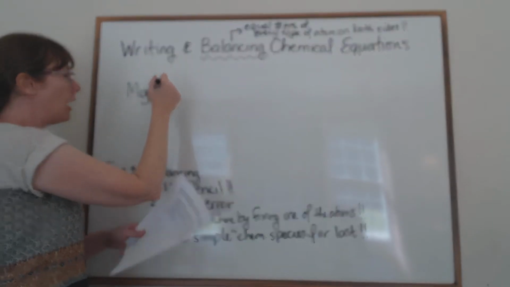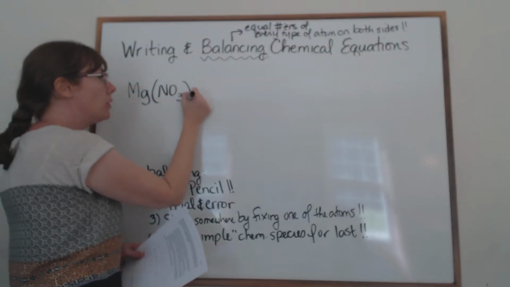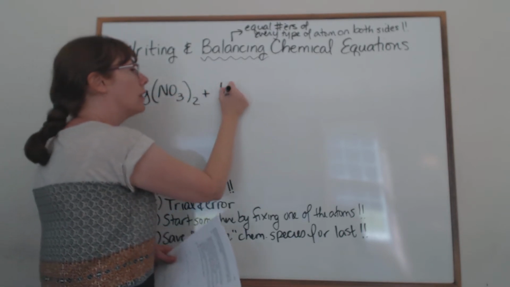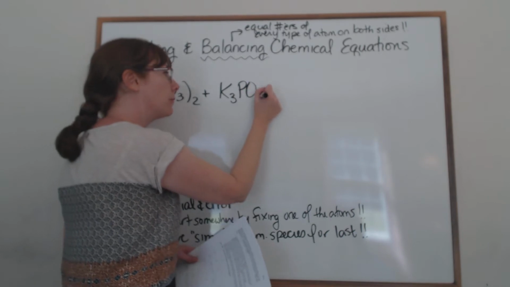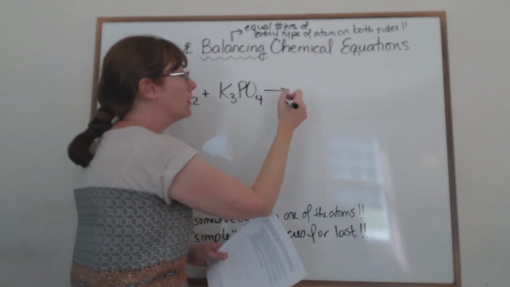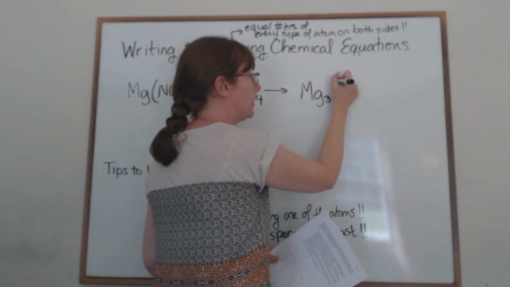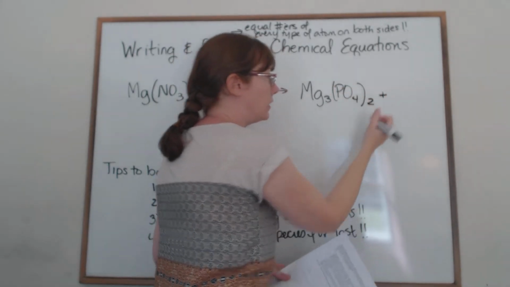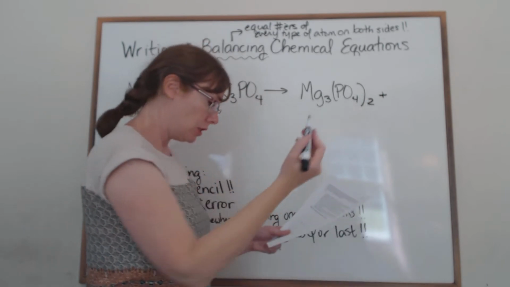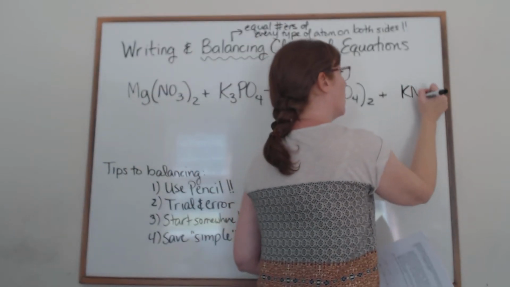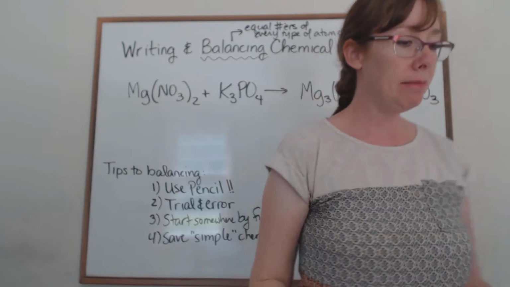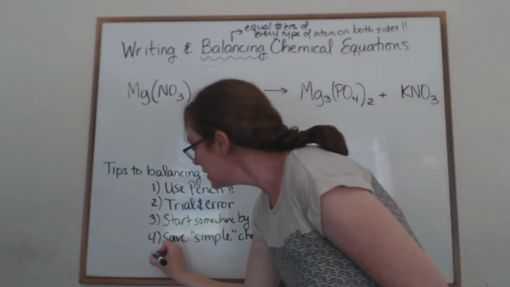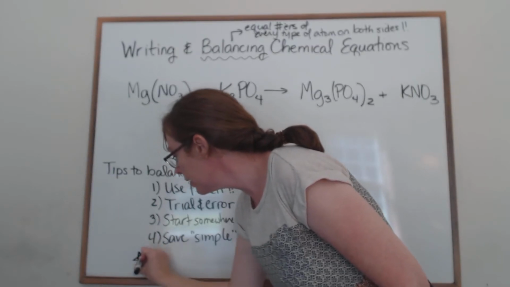Mg(NO3)2, so hopefully you know that his name is magnesium nitrate, reacts with potassium phosphate to yield magnesium phosphate. Hopefully at this point the formulas make a lot of sense to you. You know why there's a 3 there and why there's a 2 there. You know that. Plus potassium nitrate. Okay, here is a really good tip. So good, I'm going to star it here.